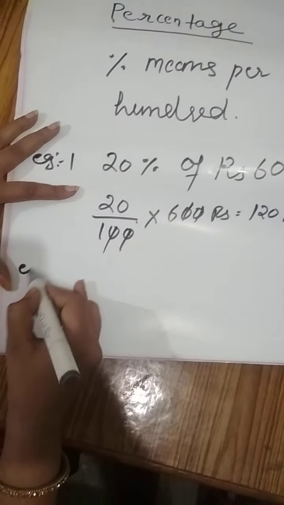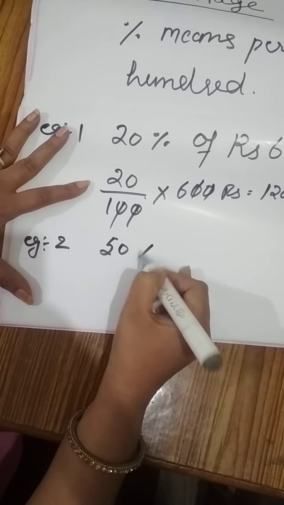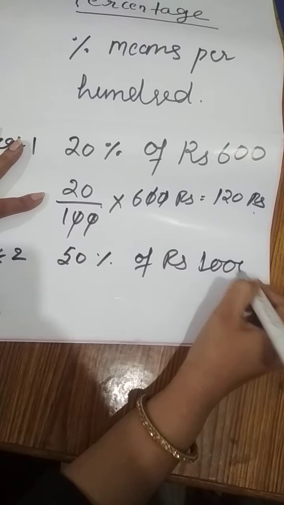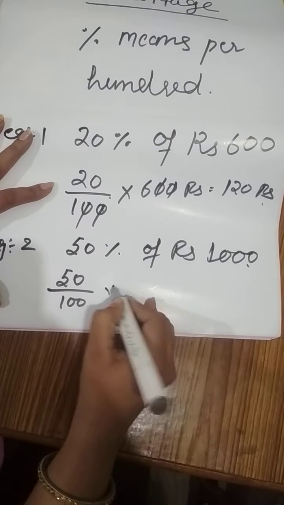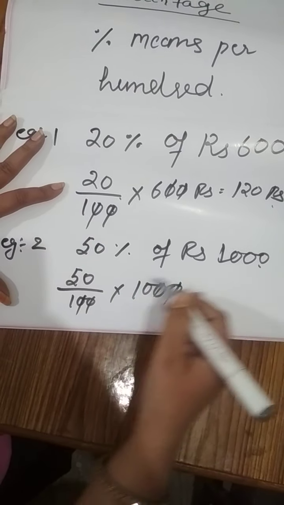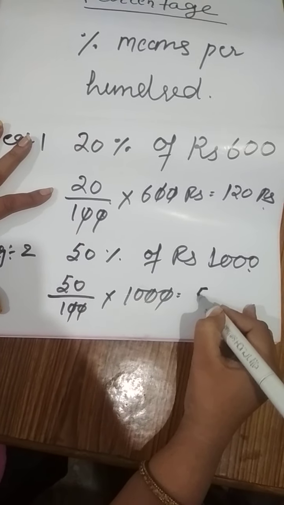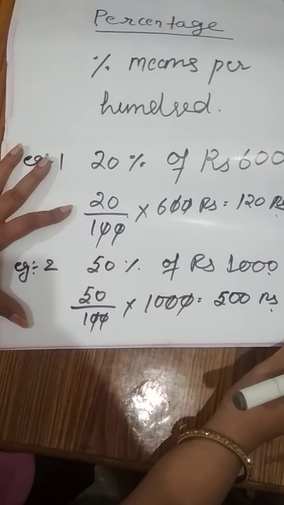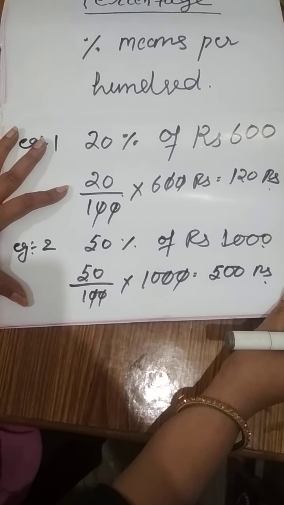See one more example. 50% of rupees 1000. 50 upon 100 into 1000. Zeros are cancelled here. 50 into 10. What do you get? 500 rupees. So 50% of 1000 rupees is equal to 500 rupees.